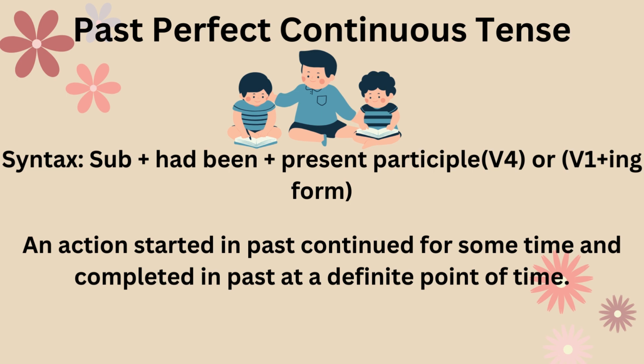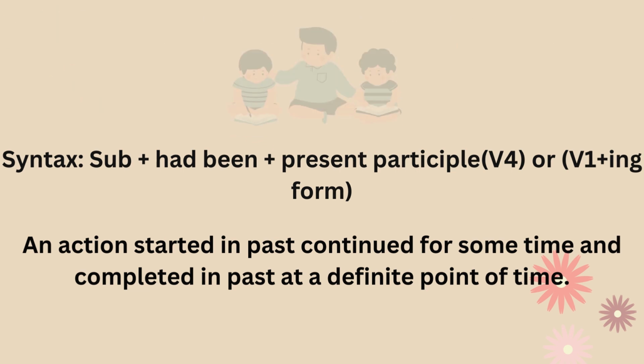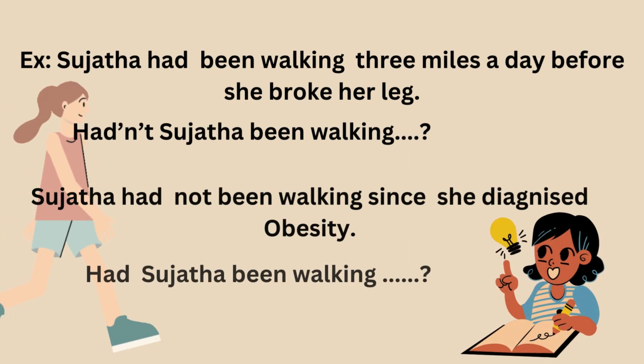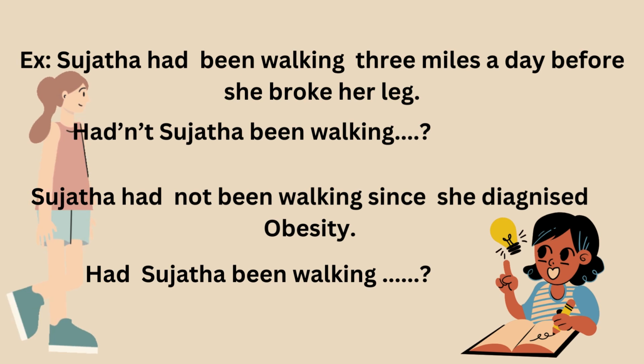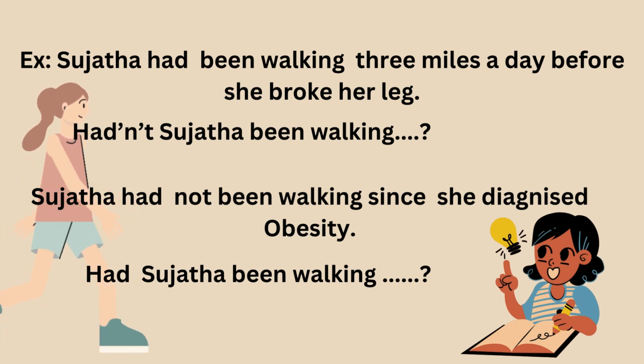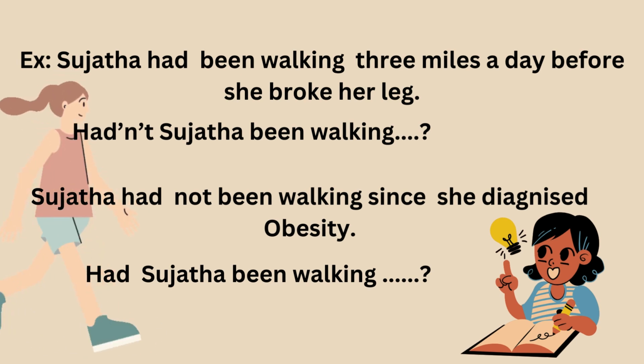So this is what the past perfect continuous tense is used for. The syntax would be subject plus had been plus present participle, that means V1 plus ing form, plus the other remaining part of the sentence. So I have given some examples here.